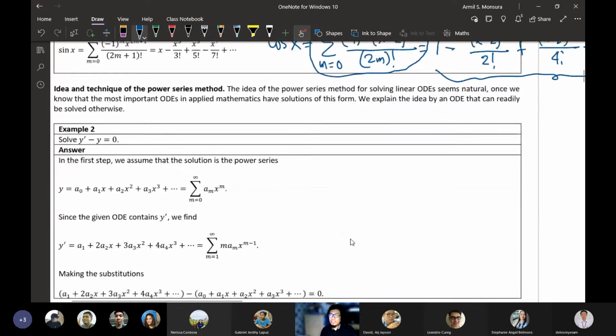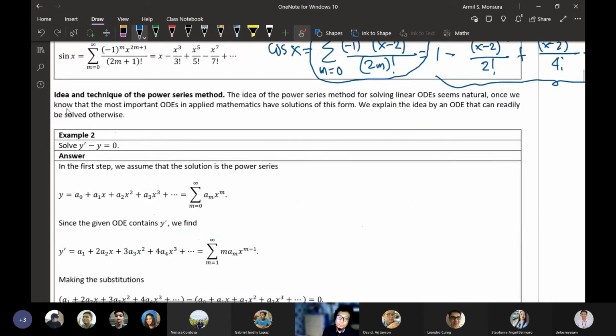Okay. Now let's try to discuss the idea and technique of the power series method. So the idea of the power series method of solving linear ODEs seems natural once we know that the most important ODEs in applied mathematics have solutions of this form. At this point, we will use this power series method in the differential equations that we can actually solve using elementary methods. When I talk about elementary methods, these are the methods that you have studied in your differential equation course.